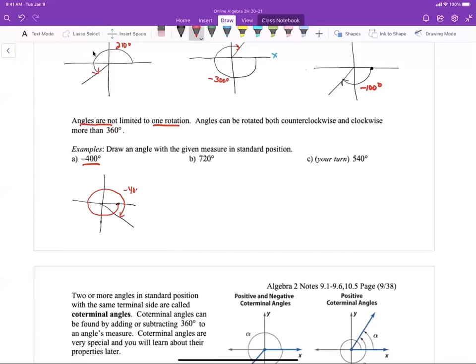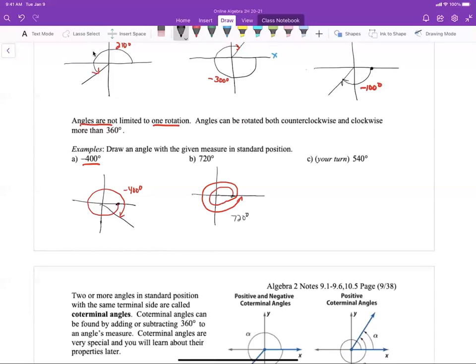and I'll call that negative 400 degrees. How about 720? How many multiples of 360 is 720? That is 2, and it's positive. So I'm going to start from my standard position, which is on the positive x-axis. I am going to rotate a positive 360 degrees, and I'm going to go another 360 degrees. And now I have gone a full 720 degrees in the positive direction.